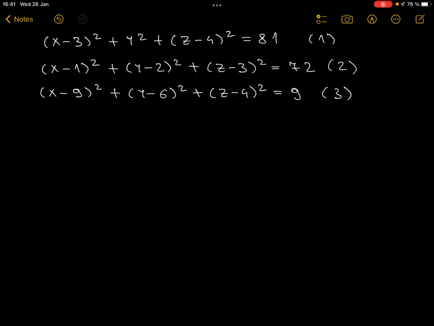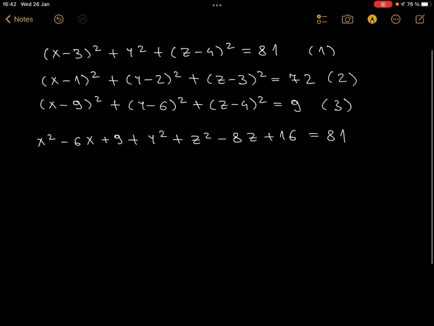So how do we go about doing this? Well, first of all, I want to expand all three of these equations. So, instead of equation number 1, I'll just write it down as x squared. I'll be using the binomial theorem. X squared minus 6x plus 9 plus y squared plus z squared minus 8z plus 16 is equal to 81.